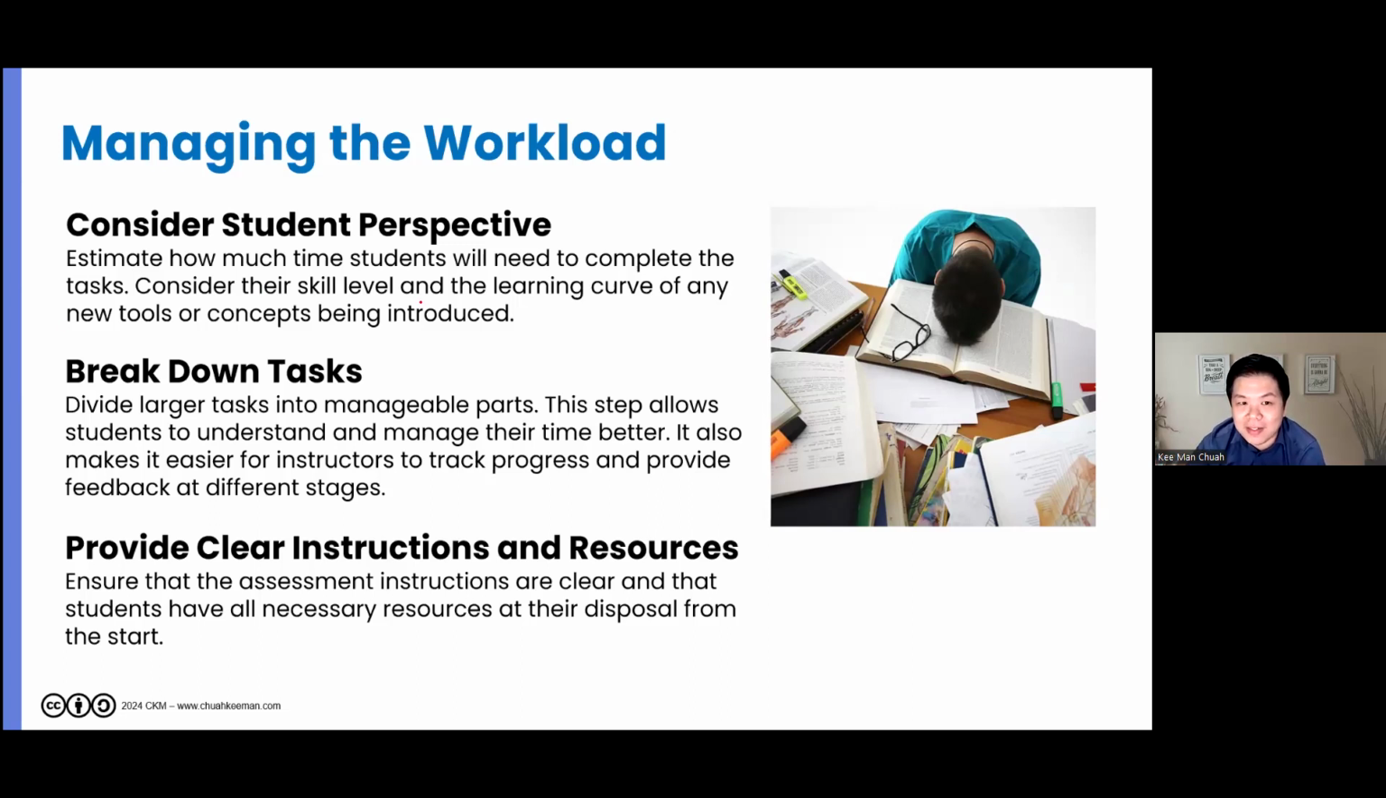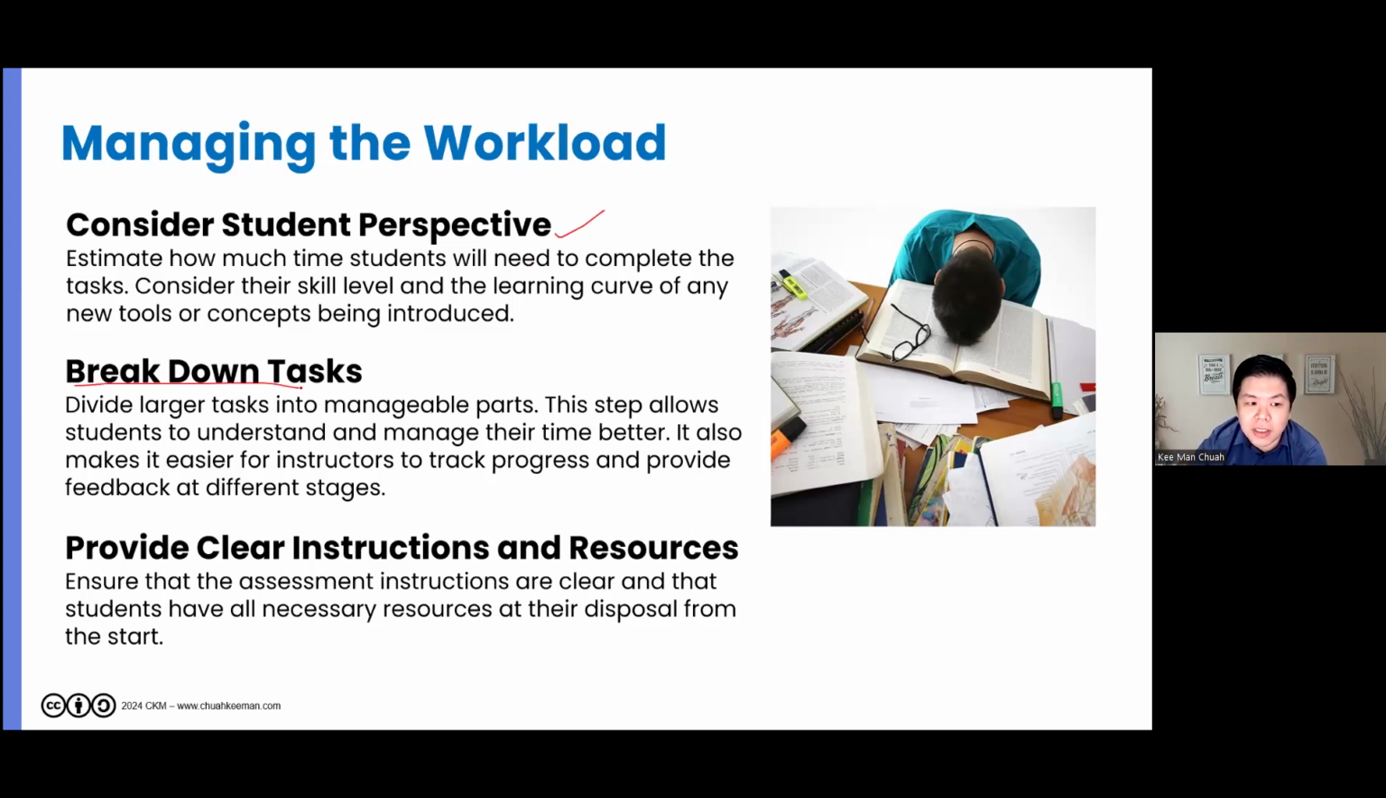So this is the first point actually, you might want to consider from student perspective. I mean, when we do it, we just expect, okay, I have given you 3 weeks, I assume you can do it in 3 weeks, but maybe there are so many factors that could prevent them from completing within 3 weeks, for example. So you might want to consider that.